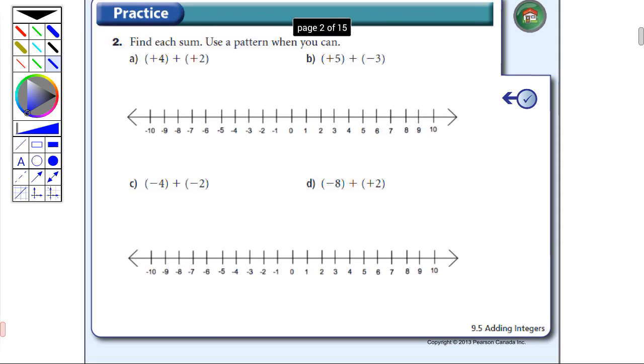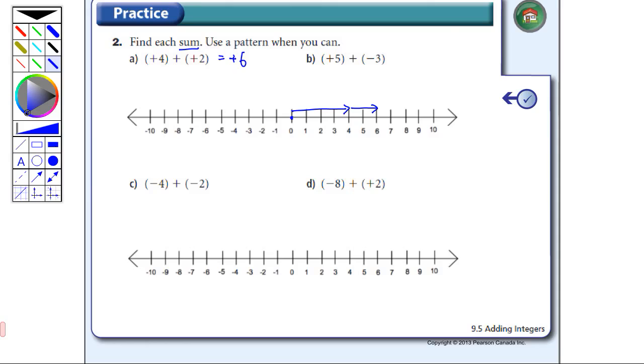Question number 2. Find each sum. Again, sum is talking about adding. Use a pattern when you can. So plus 4 plus 2. So we're going to go right 4, and then we're going to go right 2 more. So that's going to be equal to positive 6.